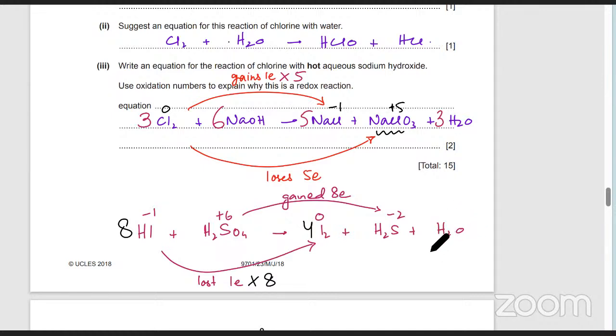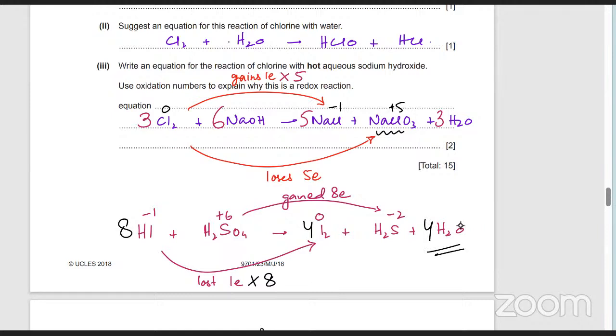Aur bas ek cheez ab reh gayi hai jo balance karni hai. That's water molecule over here. So how many H's do you have? You've got 2 H's, 8, that's 10 H's. So there's 2 H's, so 4 H2O's. Theek hai? So everything would be balanced now.